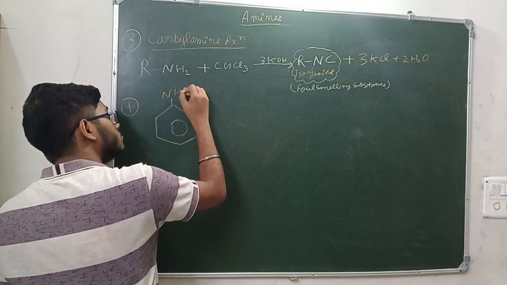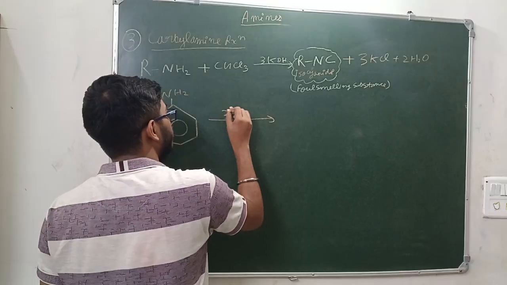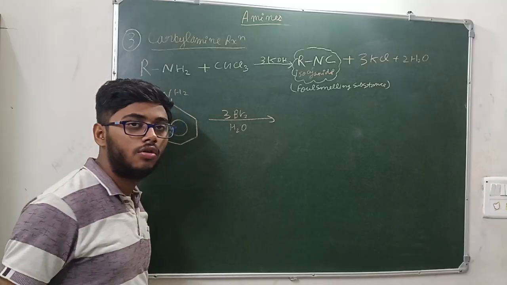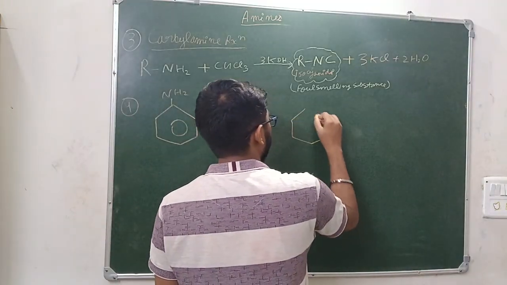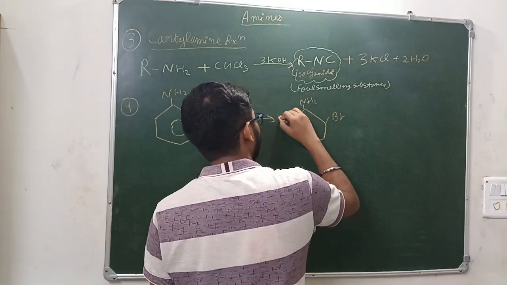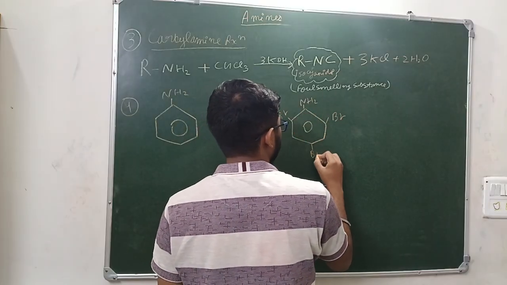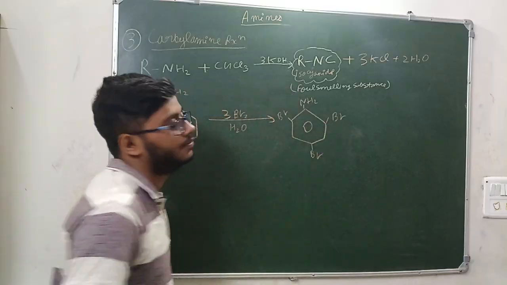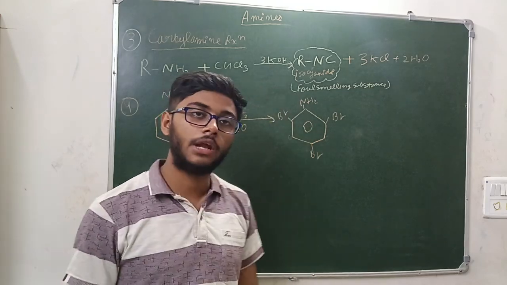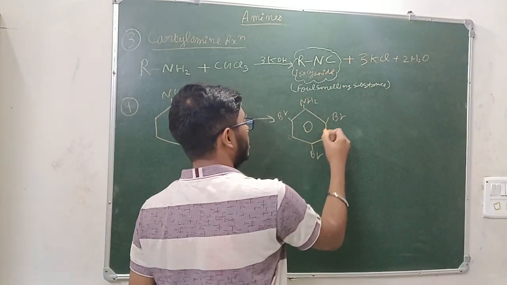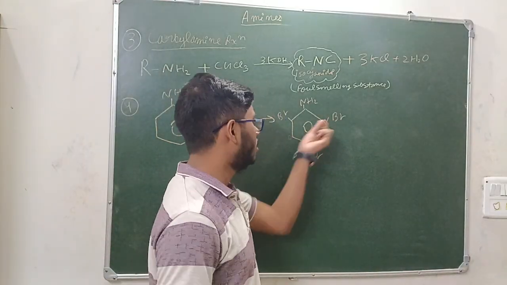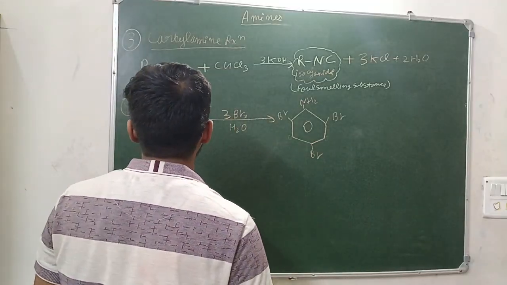Aniline. You can react this with 3 moles of Br2 water. So you know what reaction will take place? NH2 is here, so Br will attack at all the positions. Except the meta position, all the ortho and para positions will be substituted, because these two positions are the most yielding positions. Meta is not that yielding, but ortho and para are.